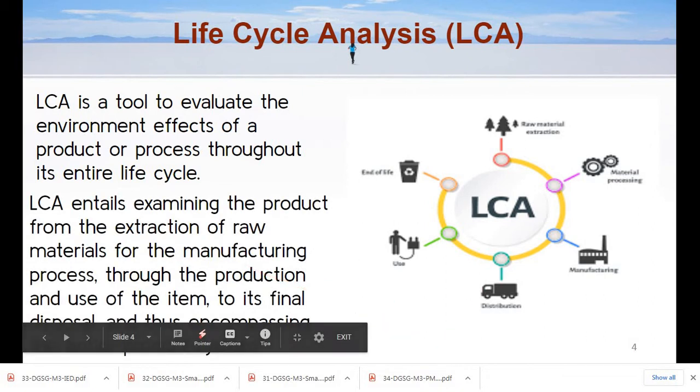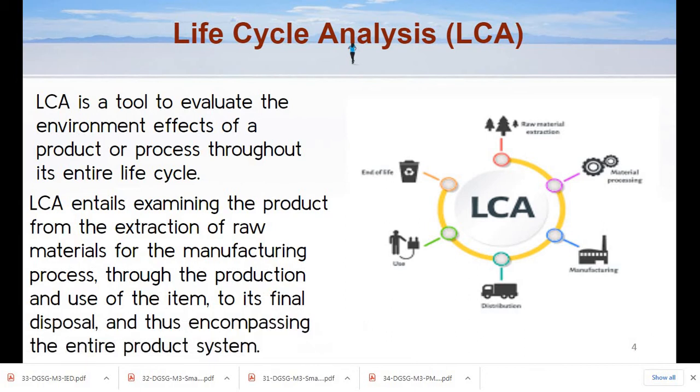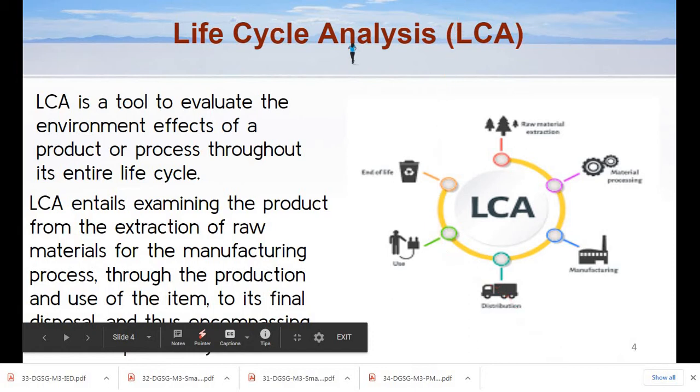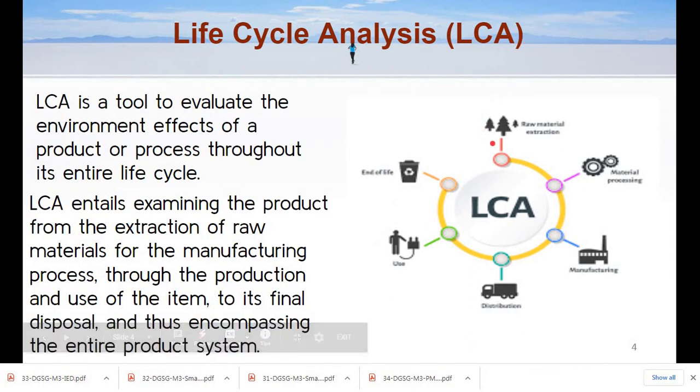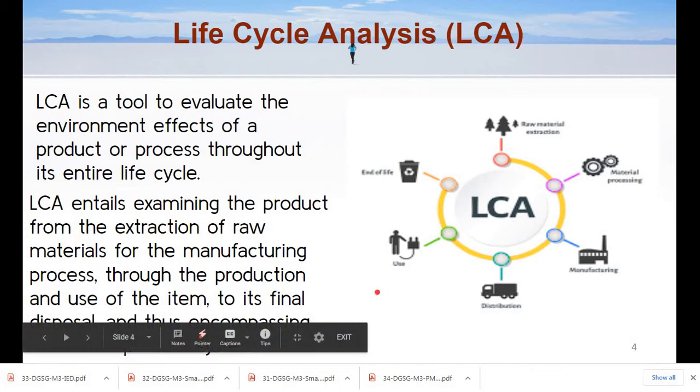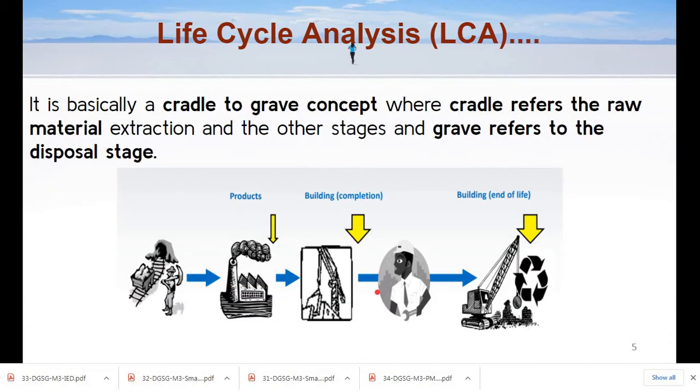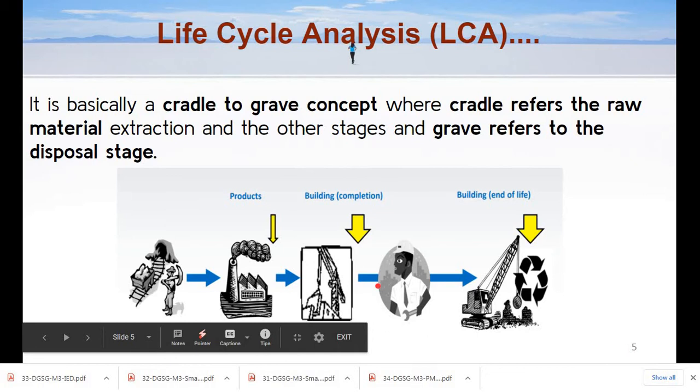So it entails examining the product from the extraction of the raw material for the manufacturing process through the production and use of the item to its final disposal. So it looks into every stage of the product till it goes to the waste. It is basically a cradle to grave concept, where cradle refers to the raw material extraction and other stages, and grave refers to the disposal stage.